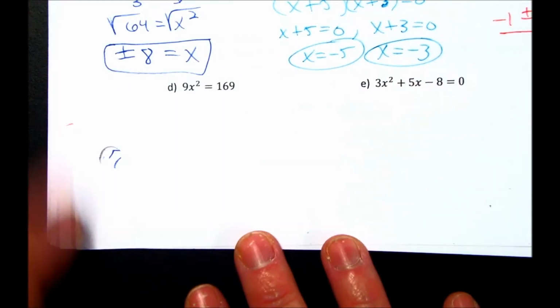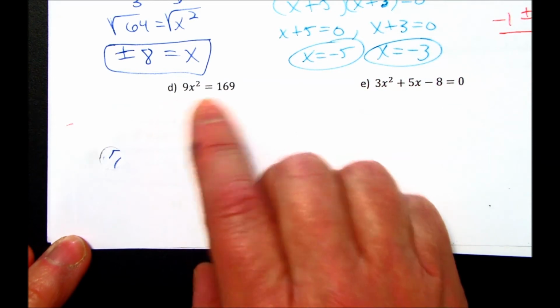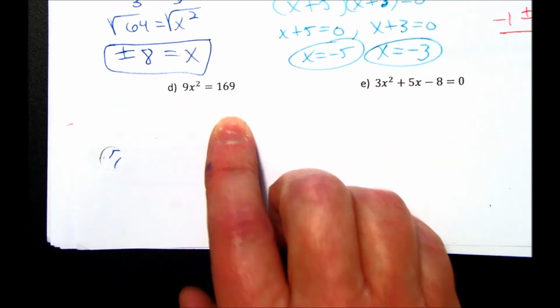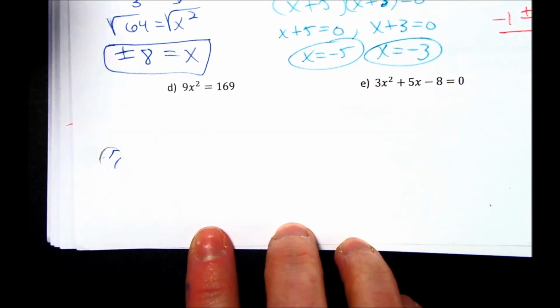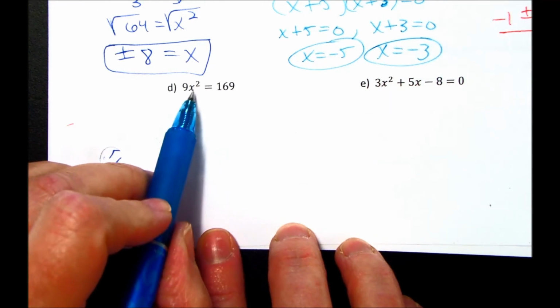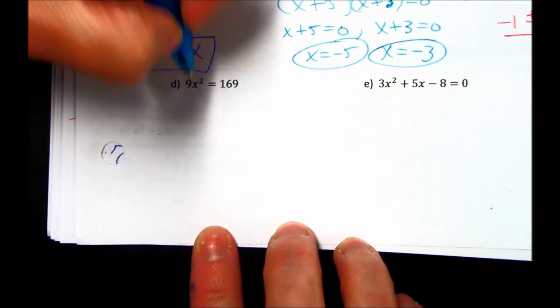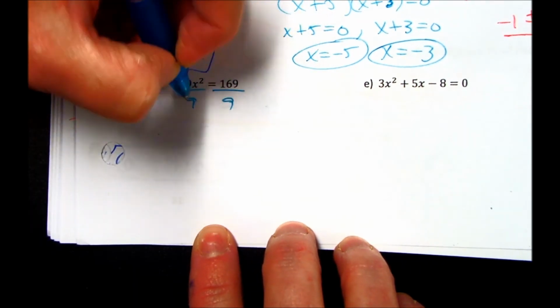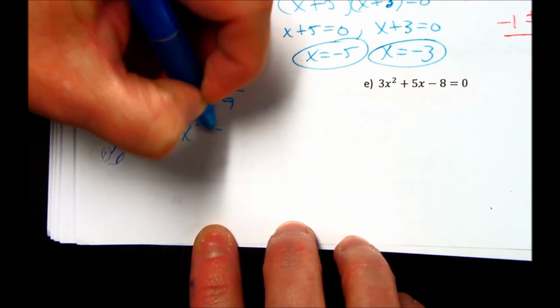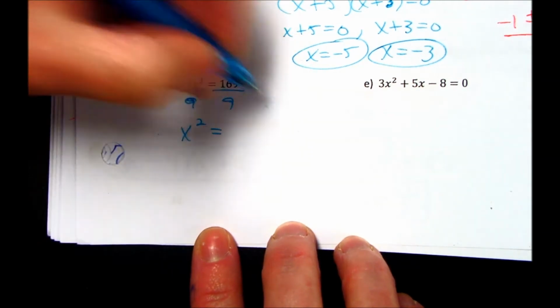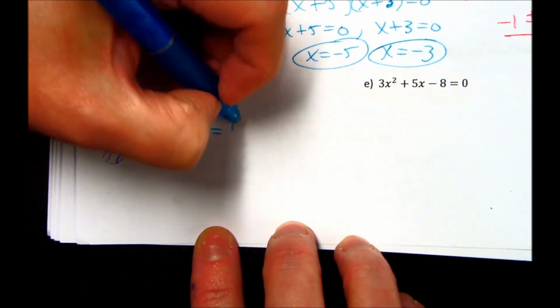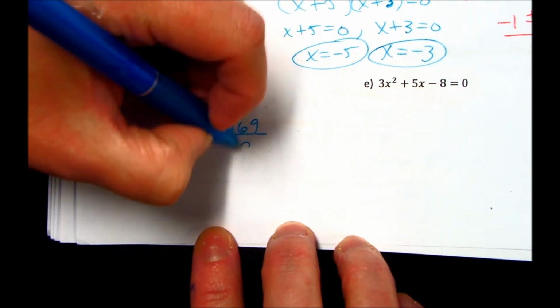All right, the next one, like I said before, when you have an x squared and a constant, the easiest way to solve this would be to use the square root method. But before using the square root method, you want to get the x squared term by itself. So I will divide by 9 first, and then I will have x squared equals, and I want to leave this as an improper fraction, 169 over 9.